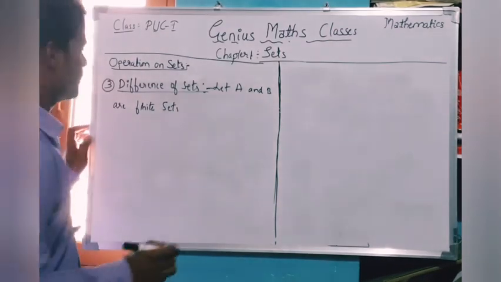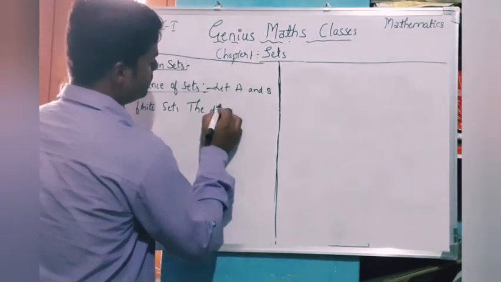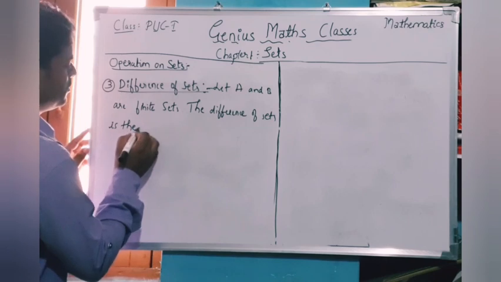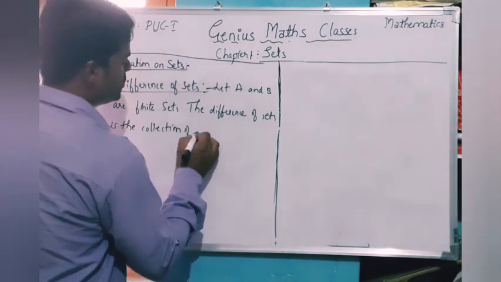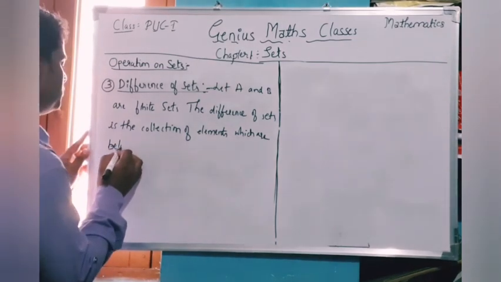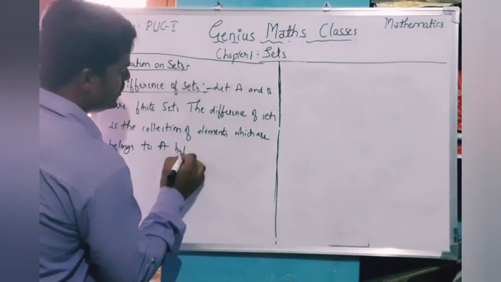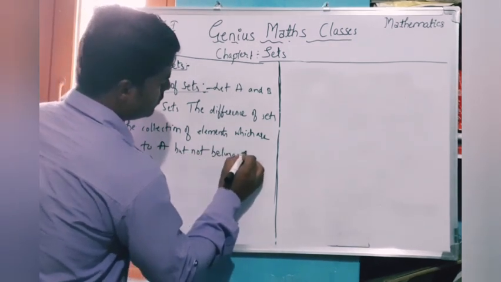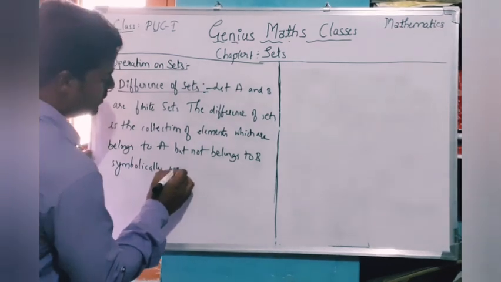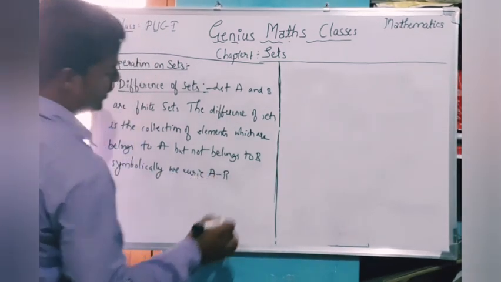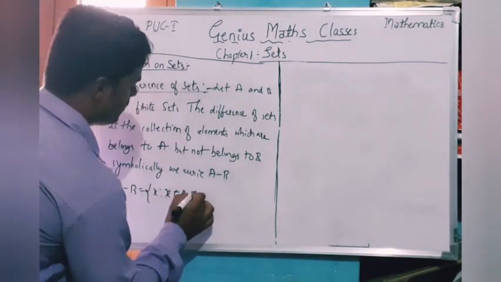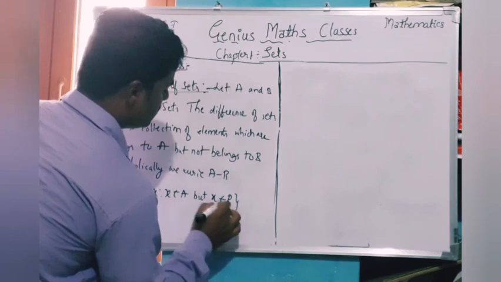Let A and B be finite sets. The difference of sets is the collection of elements which belong to A but do not belong to B, and symbolically we write A minus B. That means A minus B is the set of X such that X belongs to A but X does not belong to B.